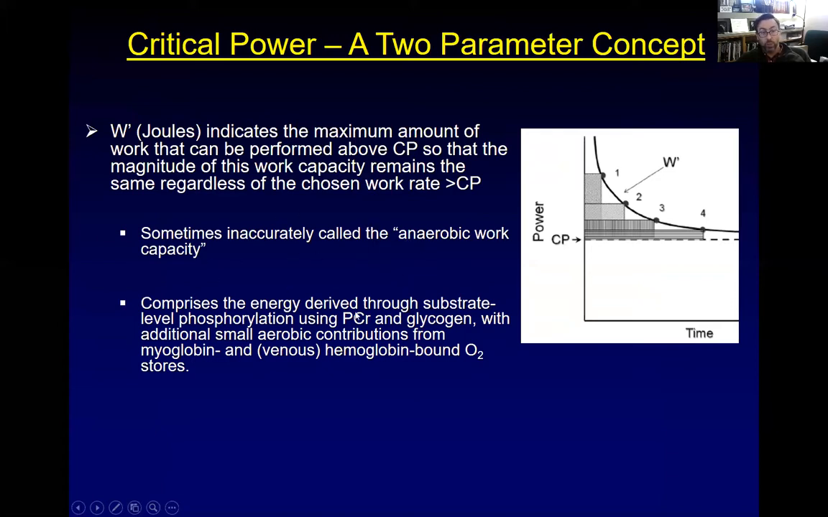But what it really is, is a set amount of work where you're going to get energy derived from substrate level phosphorylation, so the breakdown of individual ATP, PCR, right? Some levels of glycogen, with a small aerobic contribution from myoglobin and venous hemoglobin O2 stores.